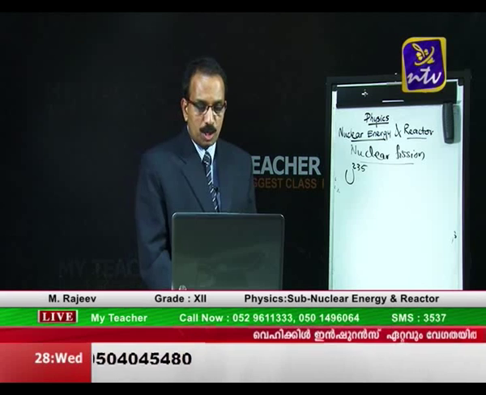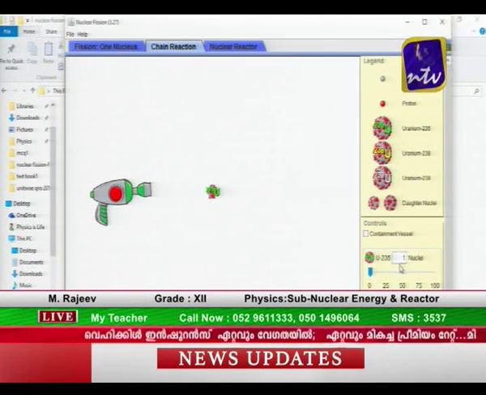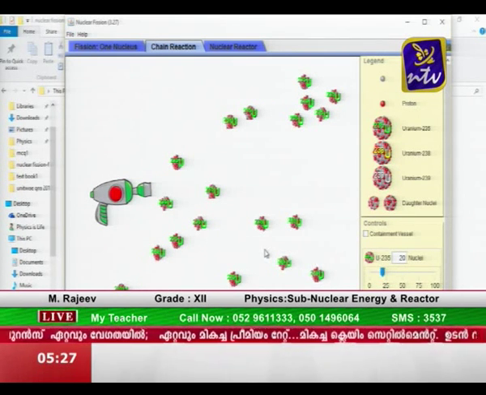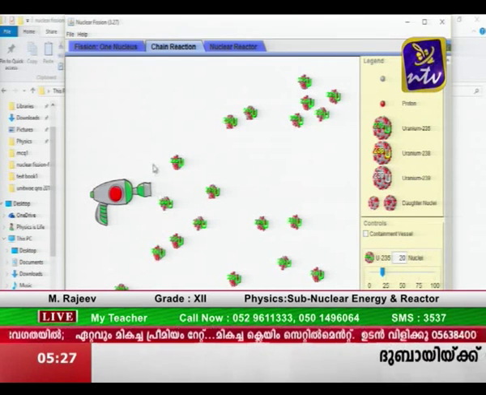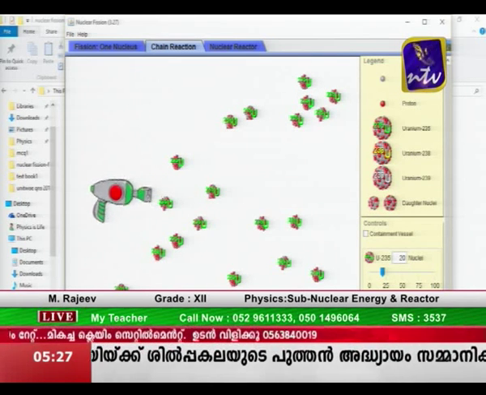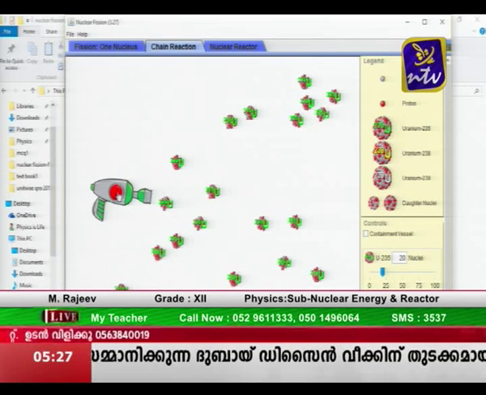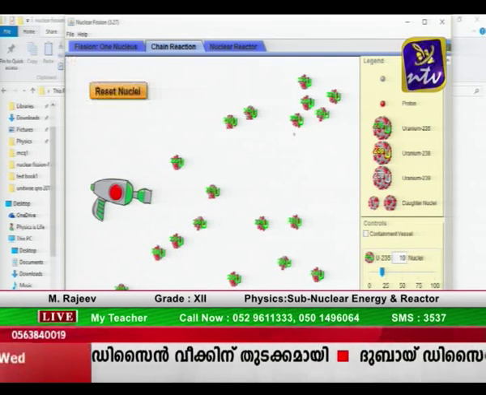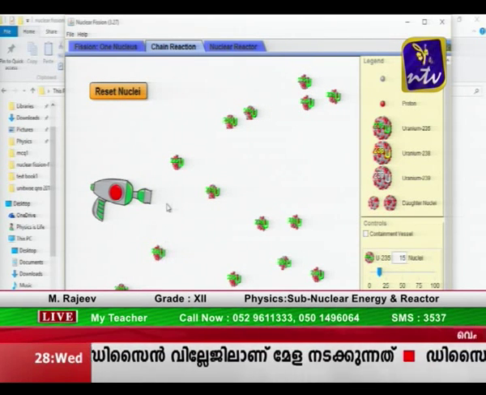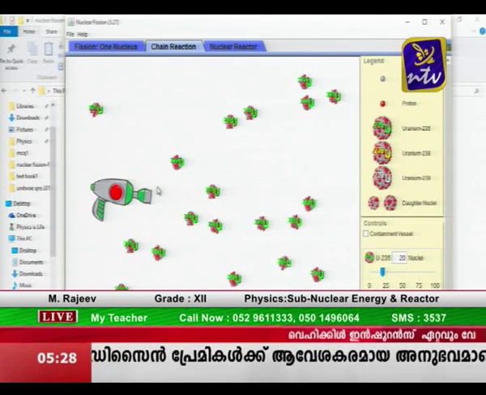I will show you another simulation which will help you understand what a chain reaction is. I am increasing the number of nuclei. I am keeping some nuclei of uranium-235 and bombarding them with neutrons. Just watch this. Some uranium caused fission, some neutrons were released, and those neutrons further caused fission.